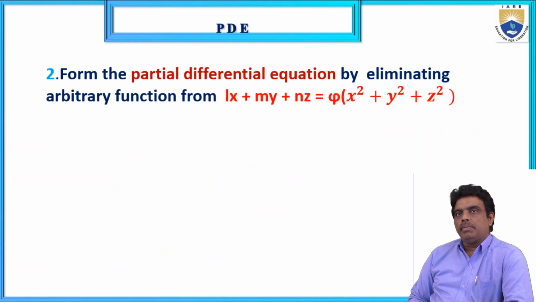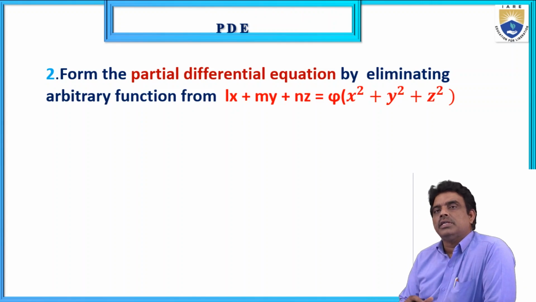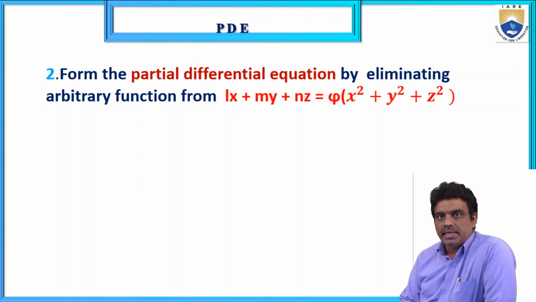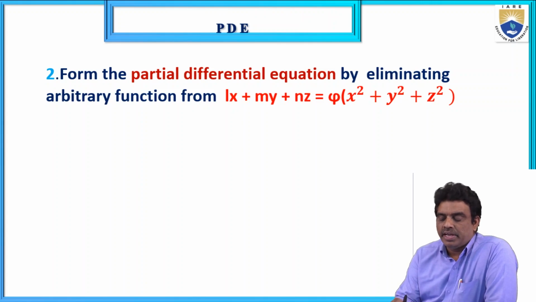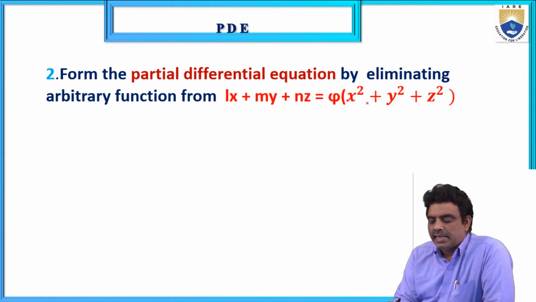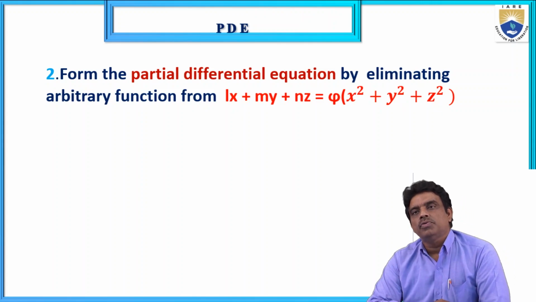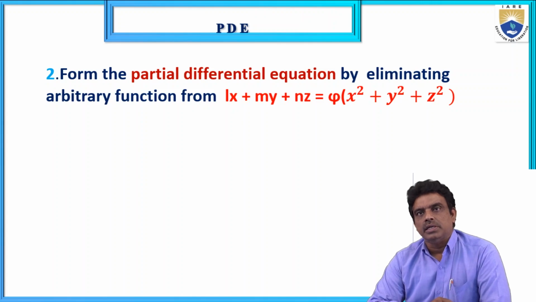Similarly, do the second problem. Form the partial differential equation by eliminating the arbitrary function from Lx plus My plus Nz is equal to phi of (x square plus y square plus z square). In this problem also, we have to form the partial differential equation by eliminating the arbitrary function phi.